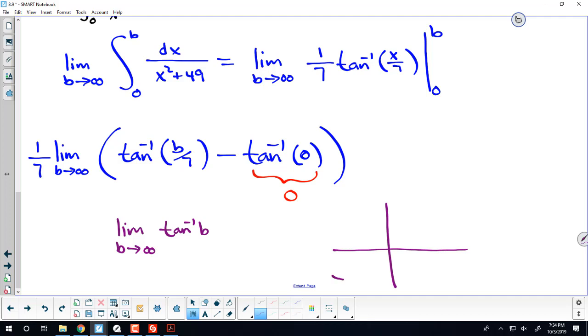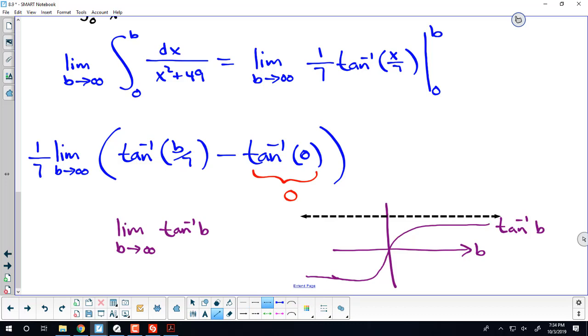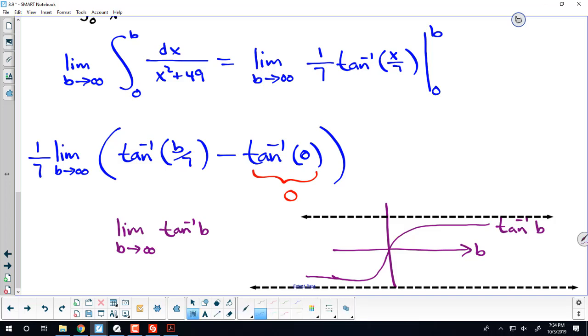This is your inverse tangent graph. Inverse tangent has two horizontal asymptotes, there and there, both at pi over 2 and negative pi over 2.